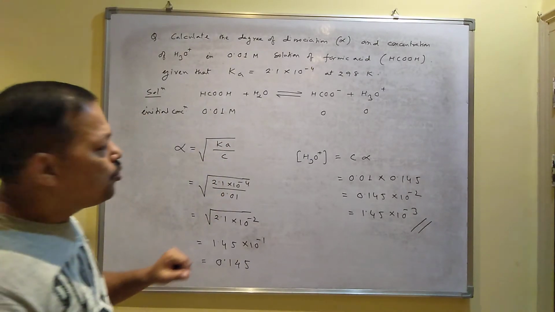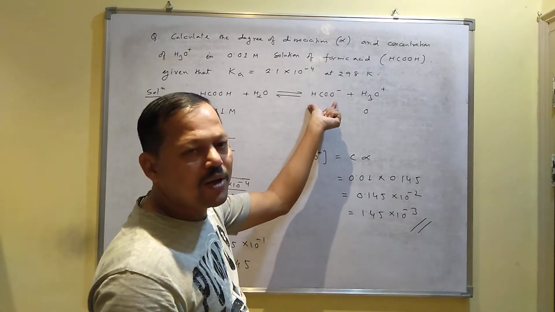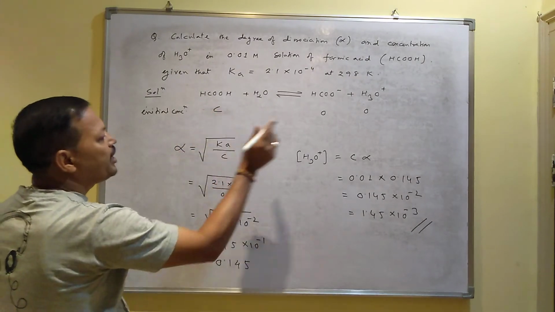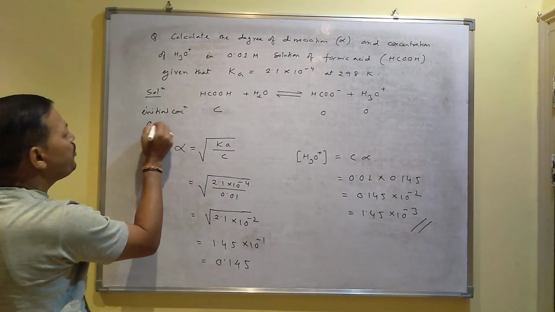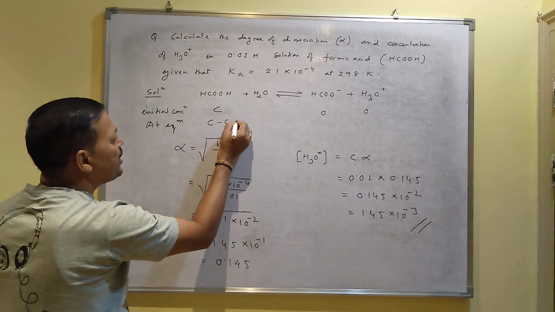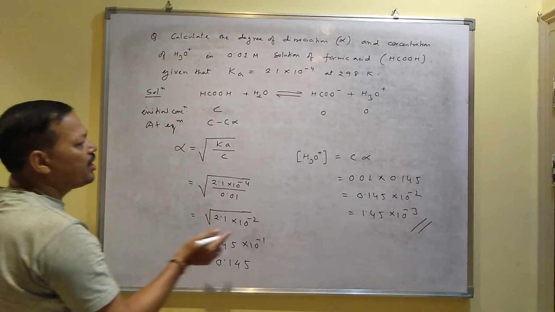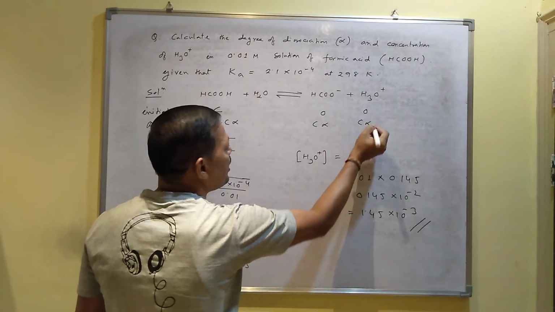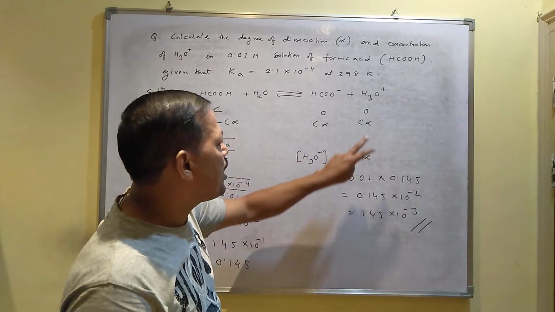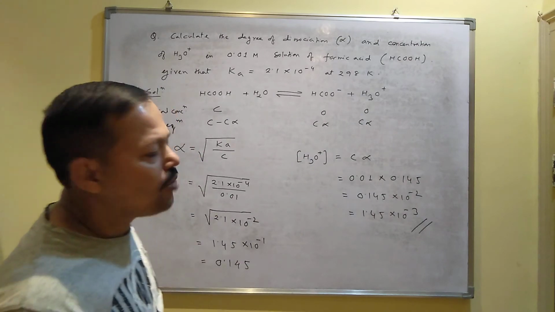So if you want to find out the concentration of any product, whether it is hydronium ion or formate ion, you just do C alpha, because if the initial concentration is C, initially they will be 0, and at equilibrium, if alpha is the degree of dissociation, then the reactant will remain as C minus C alpha. This much concentration will remain at equilibrium, and the product concentration will be C alpha, C alpha. That is why if you want to find out the concentration of products, you just multiply concentration with the degree of dissociation, then you will get the concentration of the product.